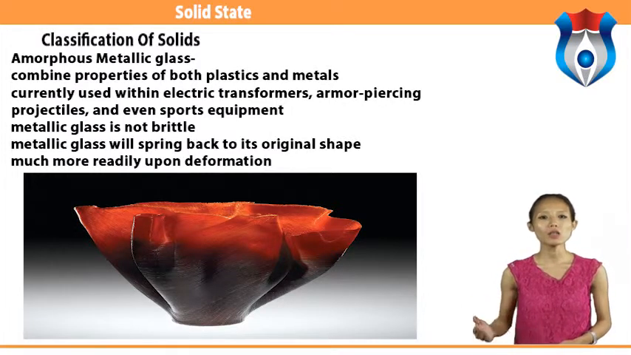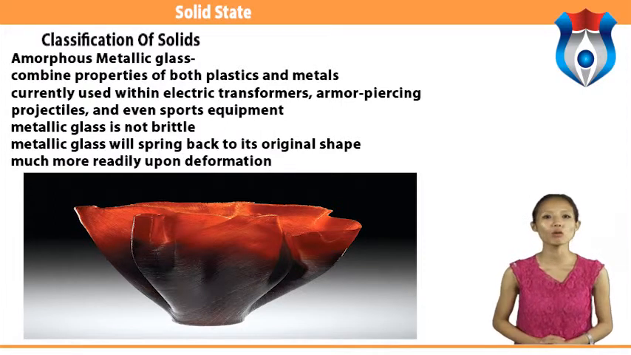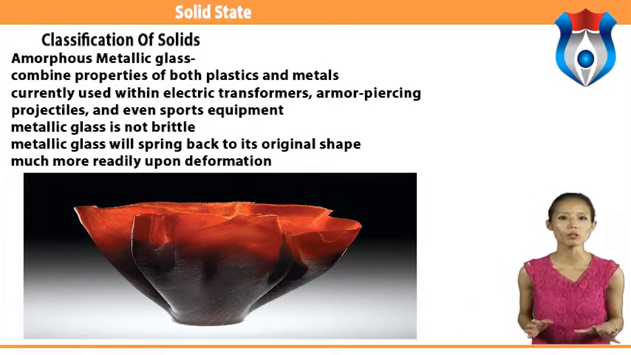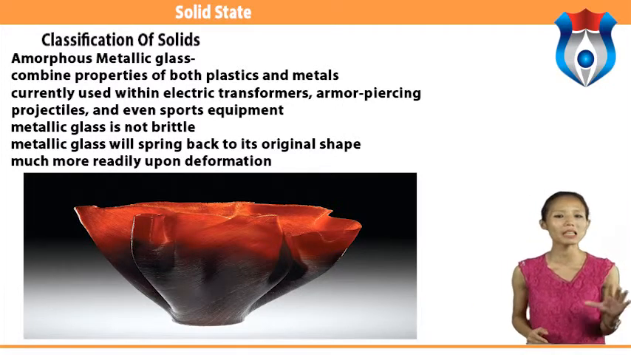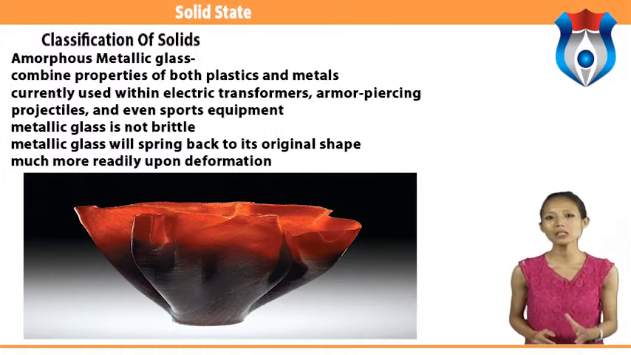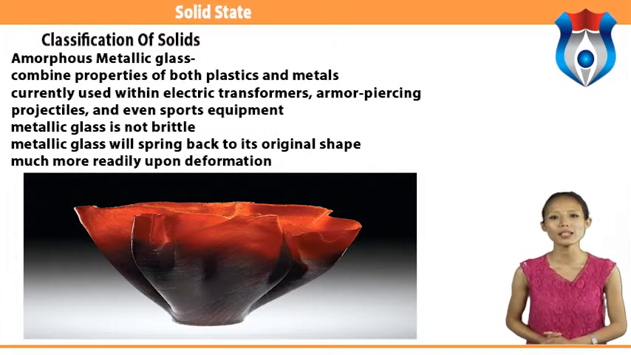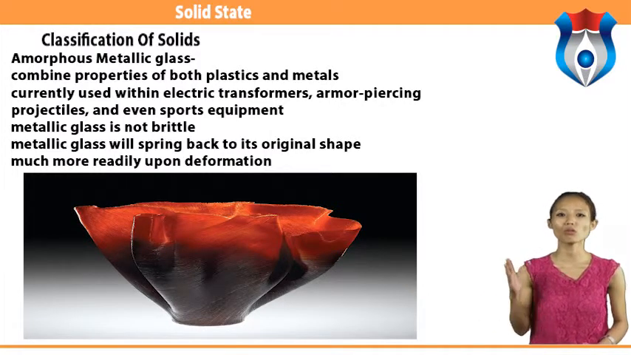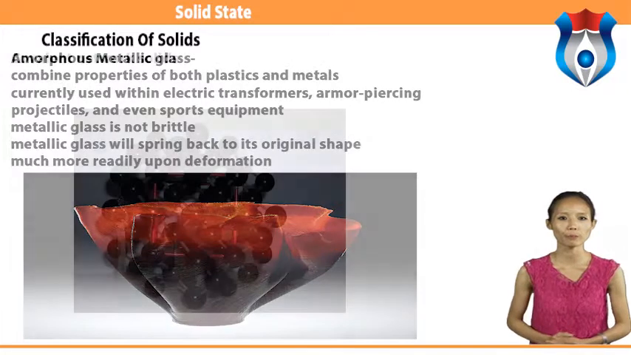The media has recently been focused on this latter application for golf clubs, tennis rackets, and baseball bats. Unlike window glass, metallic glass is not brittle. Many traditional metals are relatively easy to deform or bend permanently out of shape because their crystal lattices are riddled with defects. A metallic glass, in contrast, will spring back to its original shape much more readily.